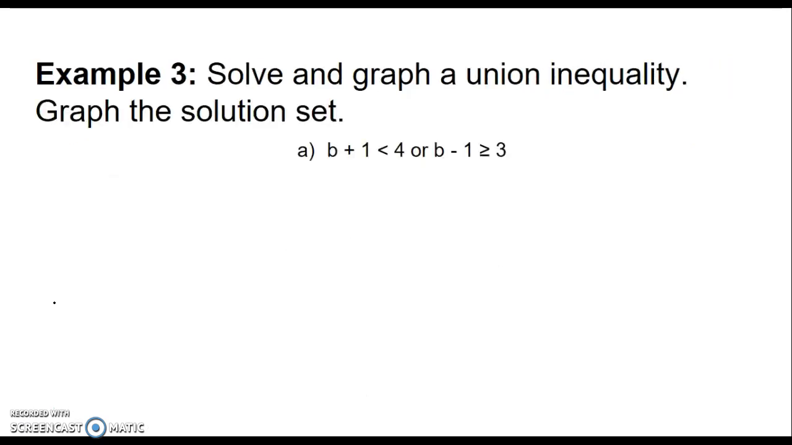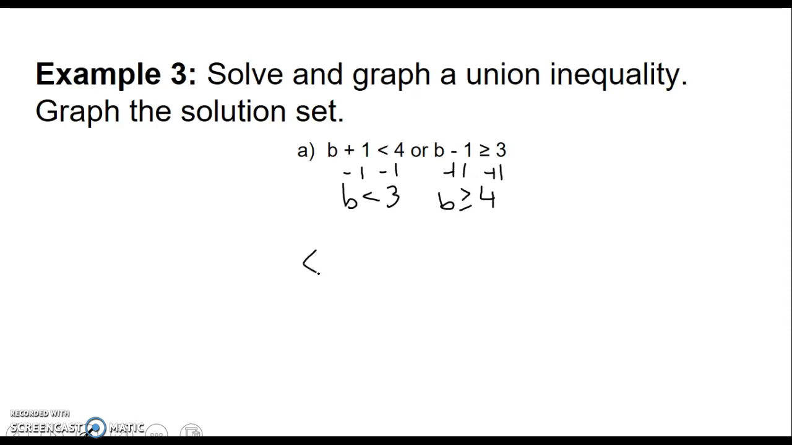The next example says to solve and graph a union inequality. So now we have this word or in there. I'm going to solve each of these inequalities. I have b plus 1 is less than 4 and b minus 1 is greater than or equal to 3. So I'm going to subtract 1 from each side, and I have b is less than 3. On the other one, I'm going to add 1 to each side to get b by itself. So I have b is greater than or equal to 4.